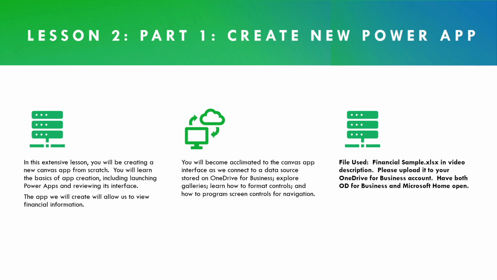You will become acclimated to the Canvas app interface as we connect to a data source stored on OneDrive for Business. We're going to explore galleries, learn how to format controls on an app, and how to program screen controls for navigation. Now, we're going to be using the financial sample Excel file that's in the video description. You're going to want to upload it to your OneDrive for Business account and have both your OneDrive for Business and Microsoft Home screens open in your browser. You can pause the video until you get that set up and then resume.